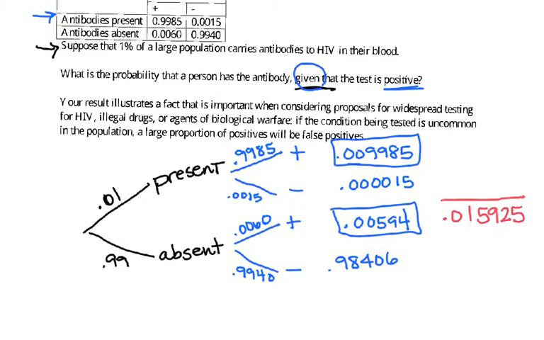Now, given that the test was positive, which we've just done, what's the probability that the person has the antibody? Well, for the numerator, we can only look at the ones where the person actually has the antibody present. That's 0.009985. And when we do that division, we get for a final answer 0.6237.